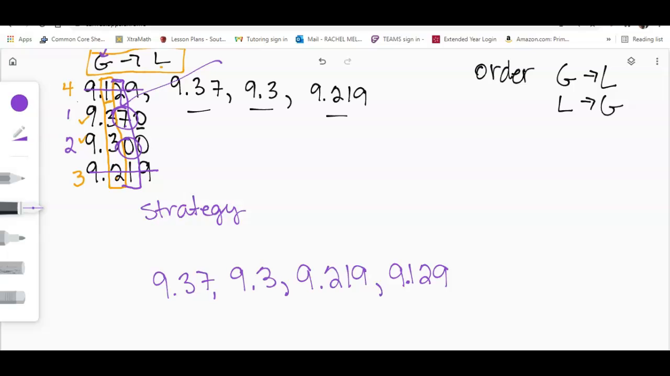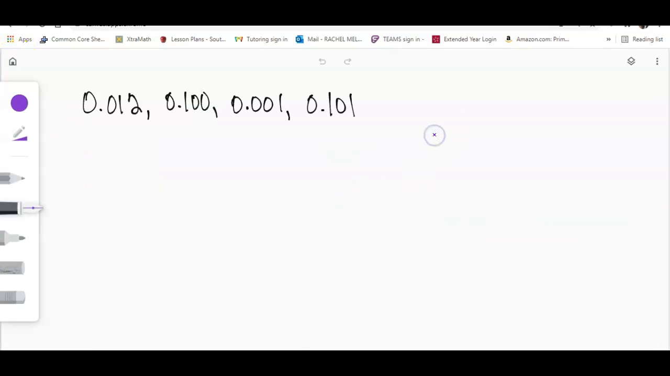All right, so let's do one more together. Okay, now don't get confused because there's lots of zeros. That's okay. We do the same strategy. So since the last one was greatest to least, let's do a least to greatest on this one. So I'm still going to rewrite my numbers, and I'm going to rewrite them a little bit differently just to have more room because it was kind of cramped.